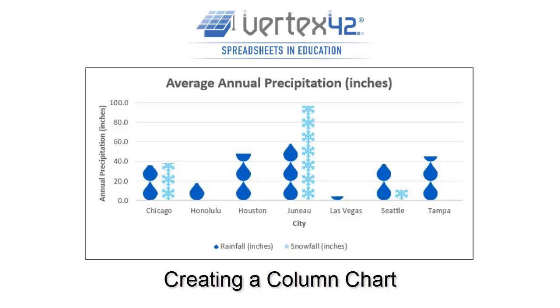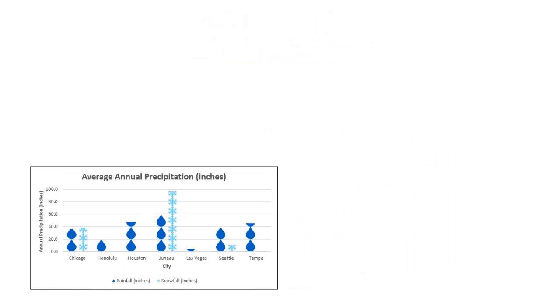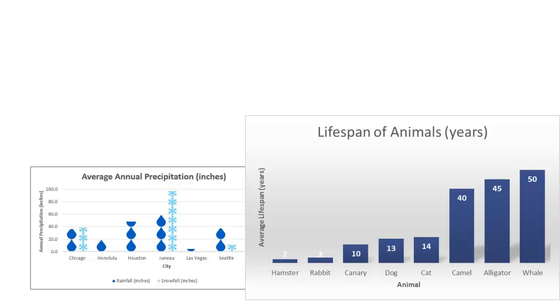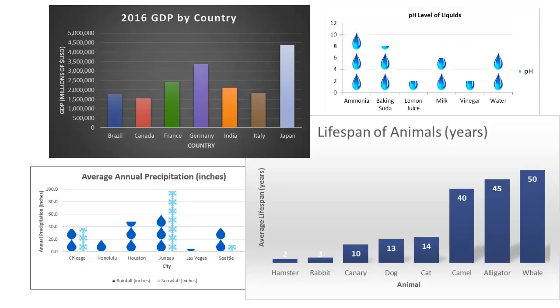A column chart compares one measurement for things in different categories. For example, you could compare the average lifespan of different kinds of animals, the pH of different liquids, or the GDP of different countries. Excel makes it easy to create a column chart.